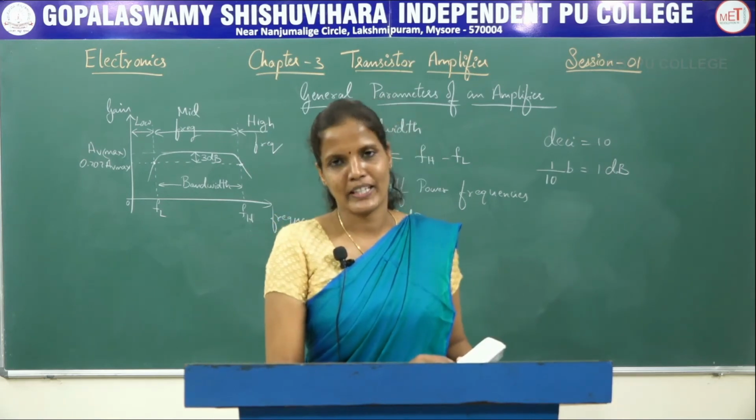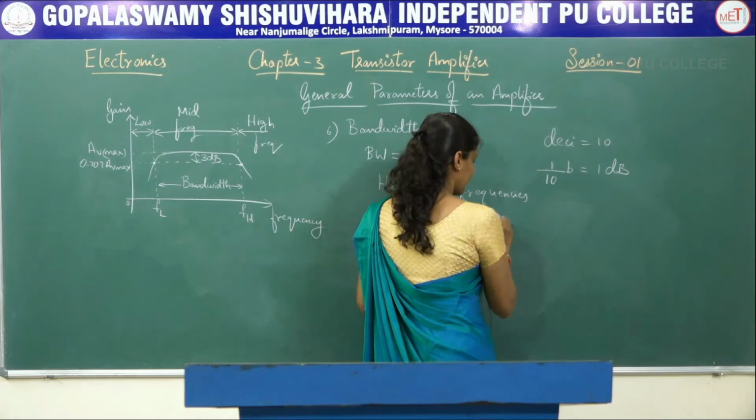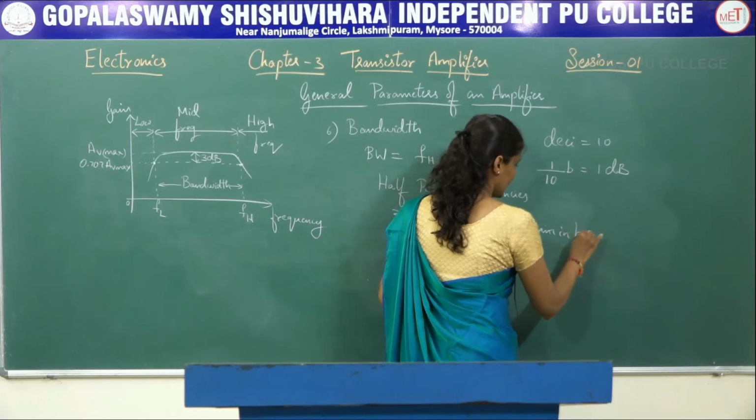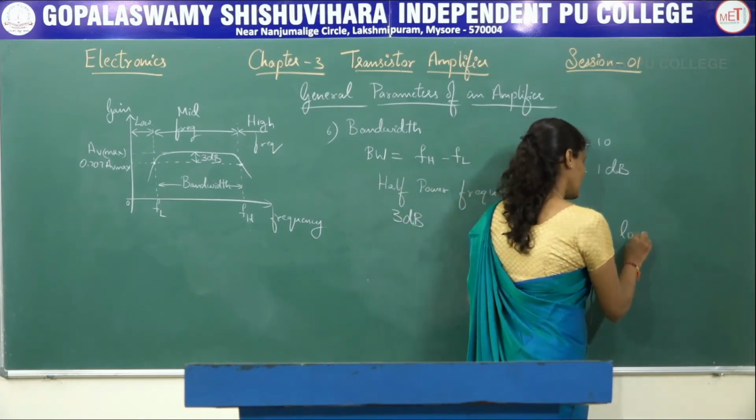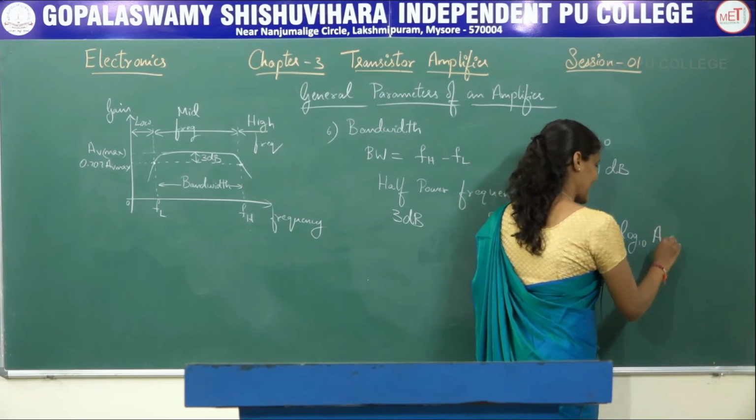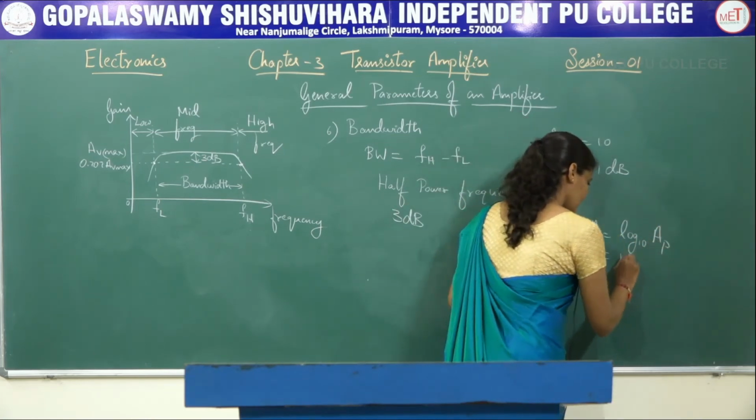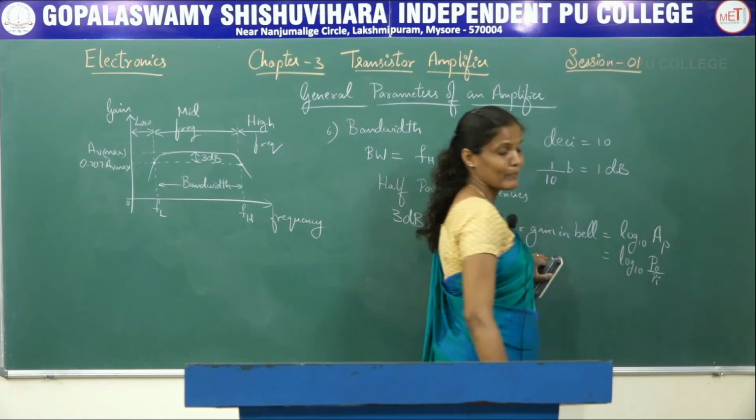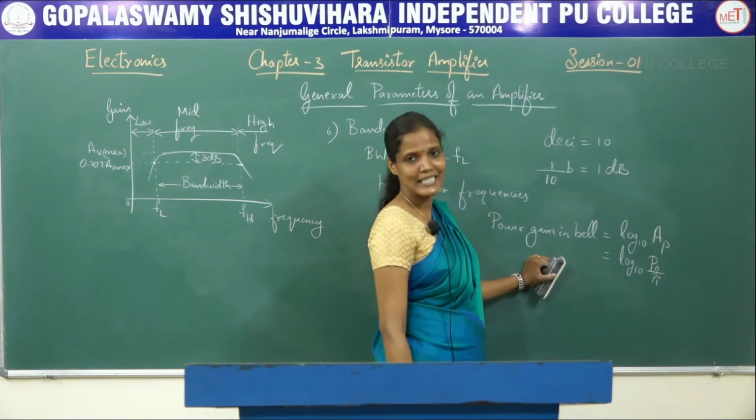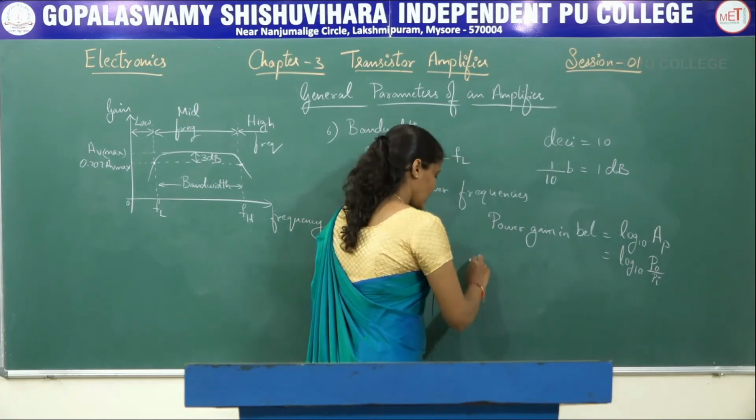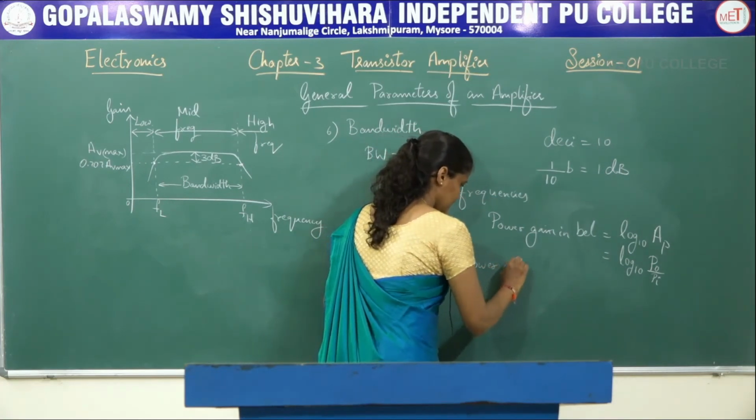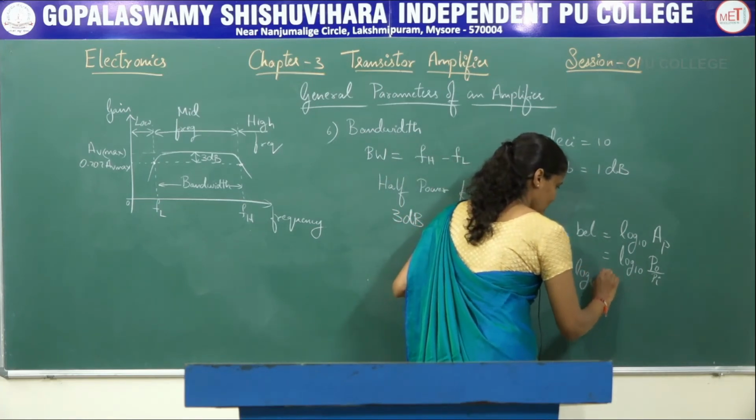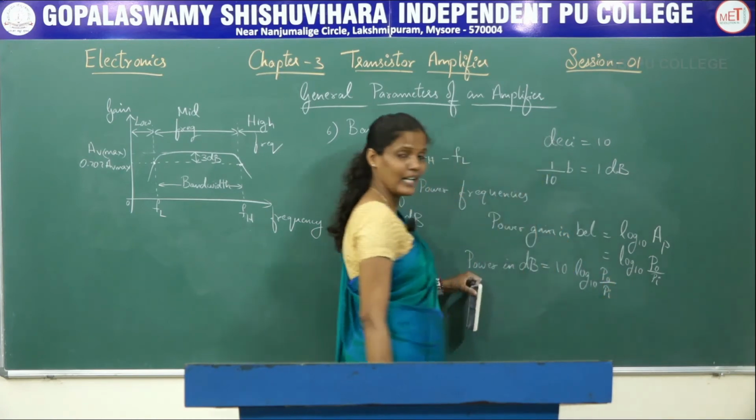The power gain of an amplifier in bell will be written as log to the base 10 of the power gain, which is equal to log to the base 10 of P naught divided by Pi, where P naught is the output power and Pi is the input power. Now the power gain in decibels will be written as 10 log to the base 10 of P naught divided by Pi.